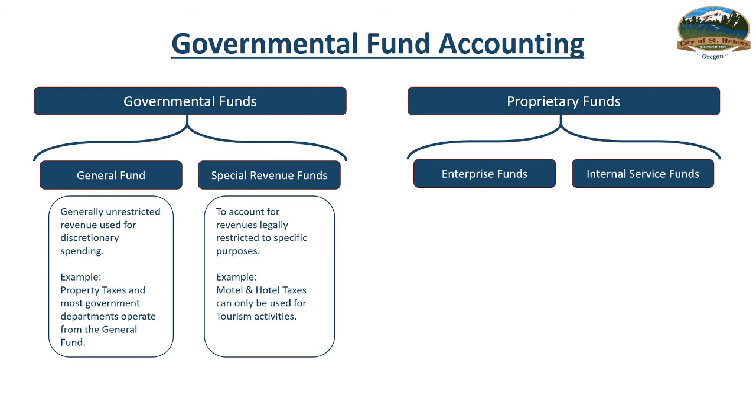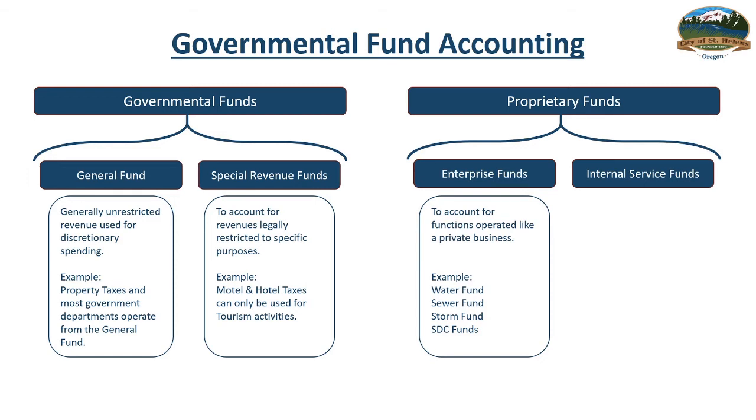Special revenue funds are used when the city receives funding that is intended for a specific purpose. This is the restricted revenue that we talked about earlier. Most notably for the city of St. Helens, this is where tourism operates out of. Transient room fees, more commonly referred to as motel and hotel taxes, is money that the city receives that can only be used for tourism activities. Because of this restricted use, the money is tracked in a specific special revenue fund to ensure that it is spent appropriately and legally.